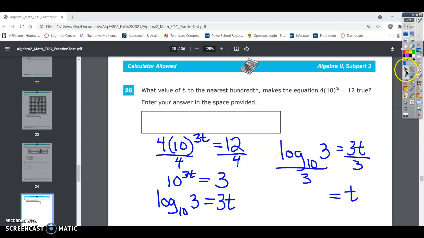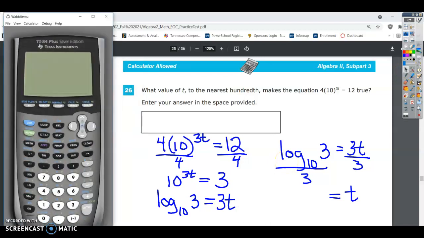If we go ahead and pull up the calculator, because it's base 10, you can use the log button here on this side. So if you go log, it automatically uses base 10 when you use this button. And then we can do log of 3. And then we can divide by 3. And that gives us 0.1590.